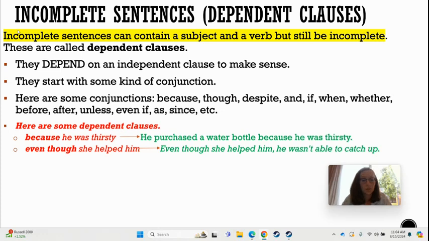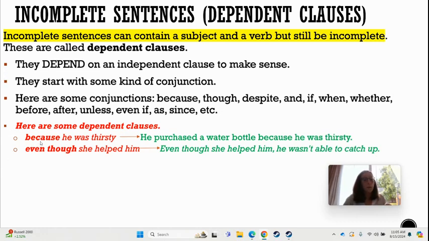Here are some of those conjunctions, and there are different kinds of conjunctions in here. We'll go into various levels of depth depending on which course you are about the different kinds of conjunctions, but we'll keep it simple for now. So here are some conjunctions. Because, though, although, despite, and, if, when, whether, before, after, unless, even if, as, since, there are a lot of them. If you start a sentence with one of those conjunctions and you don't finish the thought, then you've got a dependent clause that cannot stand alone. Here are some dependent clauses, and then I'll show you how to turn them into a complete sentence.